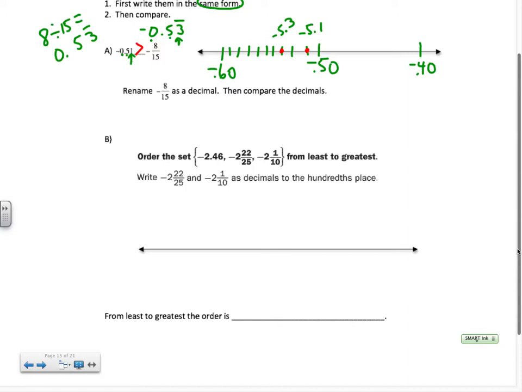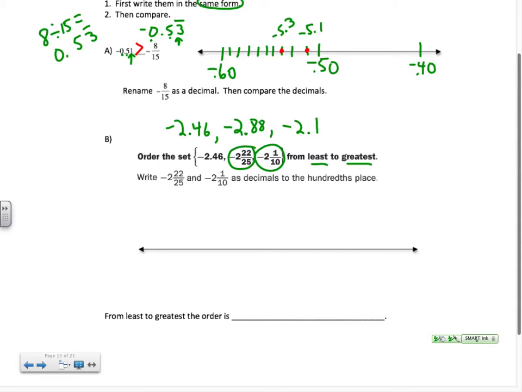All right, we have a set of numbers here: negative 2.46, negative 2 and 22/25, and negative 2 and 1/10. We need to order them from least to greatest. I am going to look at my fractions and turn them into decimals. So you can do this on a calculator or you can do it mentally. I know that's going to be negative 2 point 22 divided by 25 is 0.88. Okay, this one, I'm just going to use what I know about place value. Negative 2 and 1/10 looks like that. So now here are my three numbers I have to order from least to greatest.